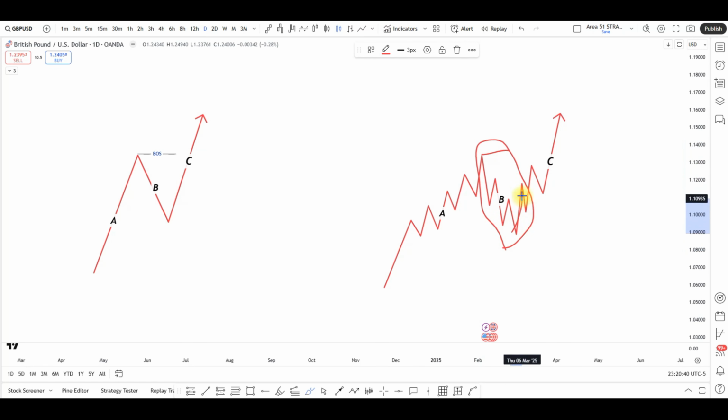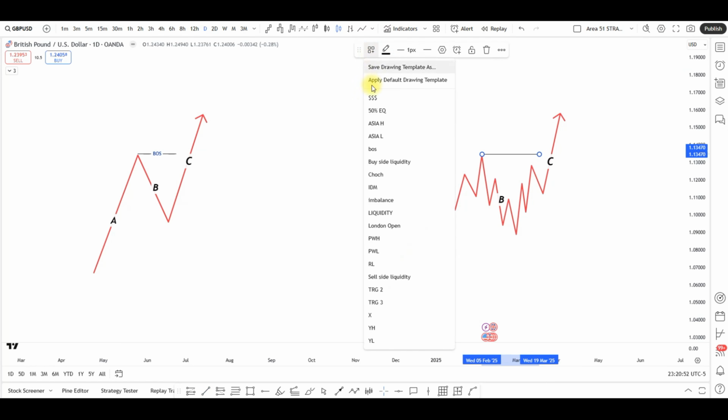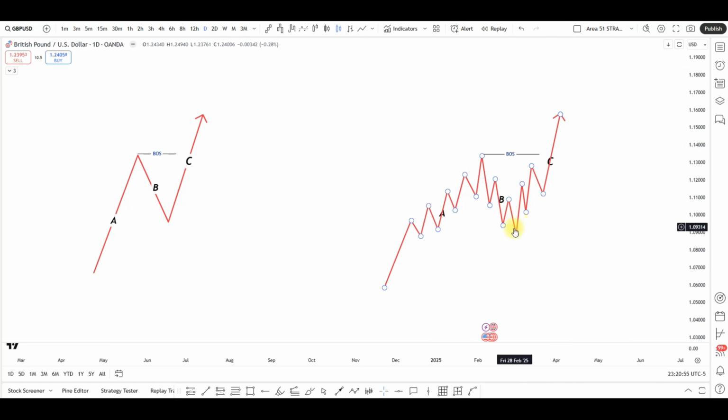And then we have a continuation move. Why is this a continuation move? The reason is that we also have a break of structure, remember, from the higher time frame. This continuation move broke this high structure, and now this corrective move is finished. The market continues to the upside, aligning with the higher time frame impulsive move.